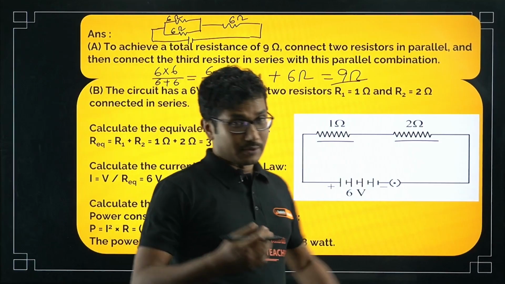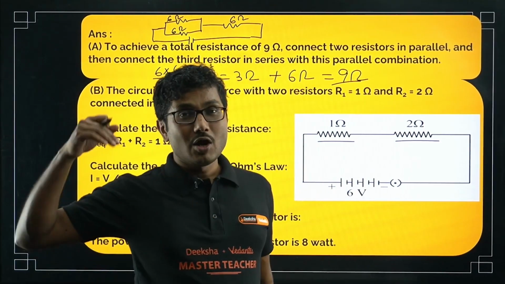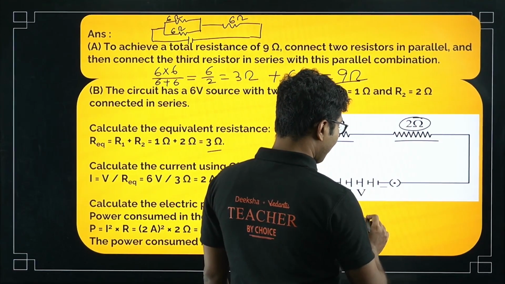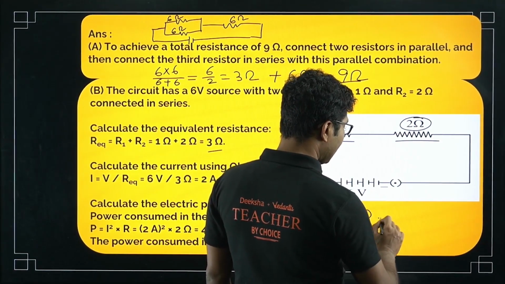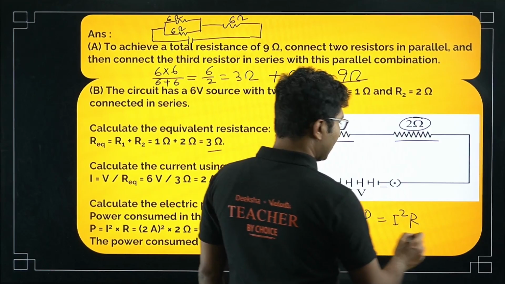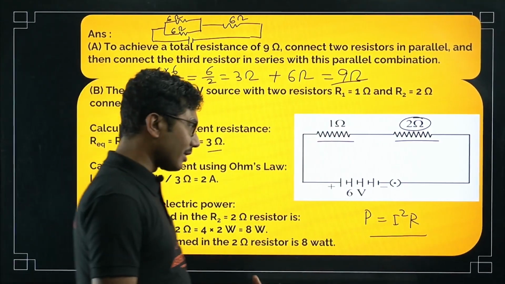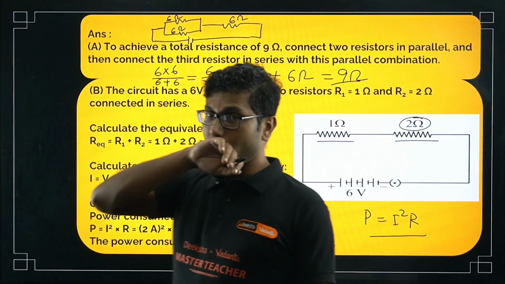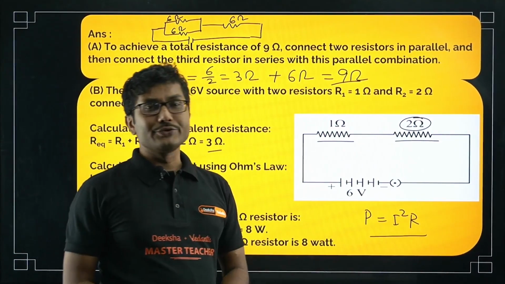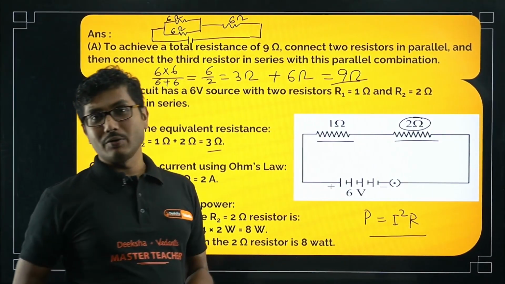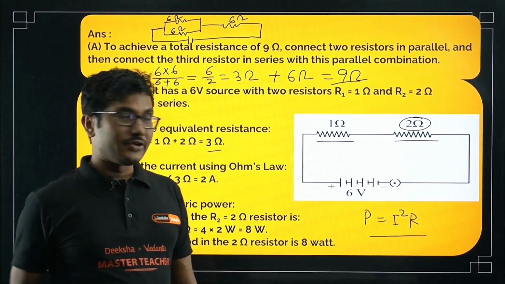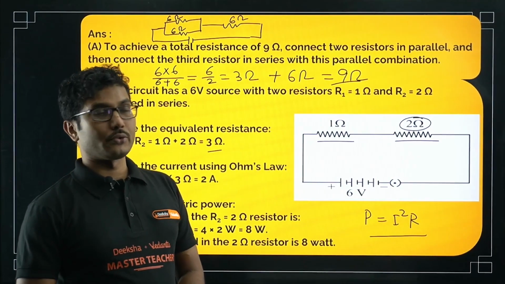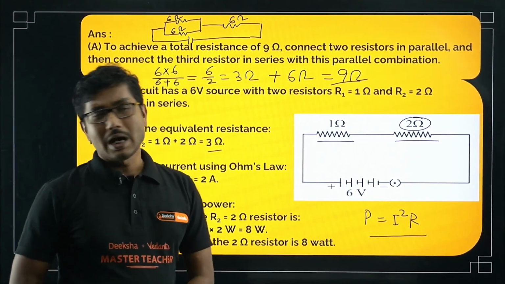What is the current in the circuit? What is the formula for power? First of all, we have to remember the formula for power. When resistance is known, the formula for power is I square R. Whenever you are trying to find the power consumed in a resistor, the only thing you can do is use I square R. When voltage and current are known, the simple formula is power equals VI. Whenever you are trying to find power through a resistor, the formula is I square R.